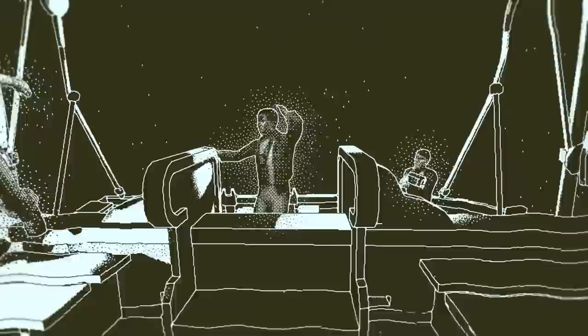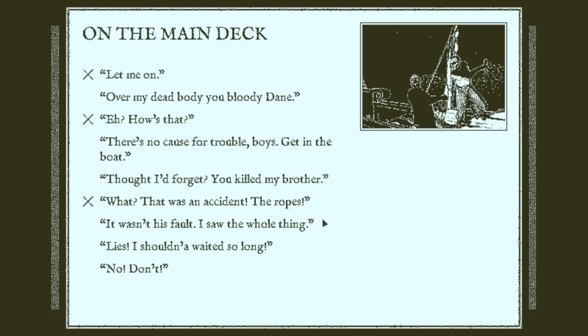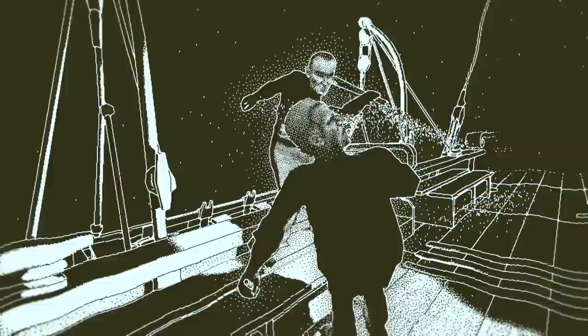I don't know that we know. Who didn't they want to get on board? Over my dead body, you bloody Dane. So maybe the outfits are the clues based on who looks like what. Who did they want to get in the boat is what I'm asking you. They weren't going to let the Dane in the boat? Is that what they're saying? Yeah, these guys are trying to get in the boat and the boat eventually gets tossed. But he says, there's no cause for trouble, boys. Get in the boat.